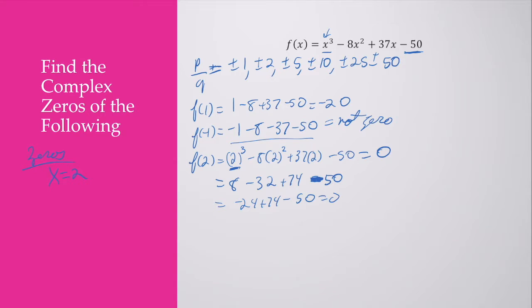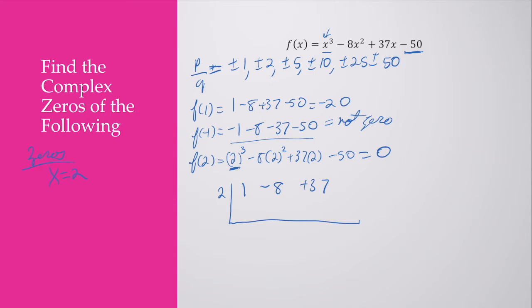So I can go ahead and use synthetic division to see what the remaining quotient would be. So I'm going to clear a little bit of room just right here. So I have 2, and I want to see how that divides into 1x cubed minus 8x squared plus 37x minus 50. You pull down your first term. 2 times 1 is 2. Negative 8 and 2 is negative 6. 2 times negative 6 is negative 12. 37 and negative 12 is a positive 25. 2 times 25 is 50. Negative 50 and 50 is 0.